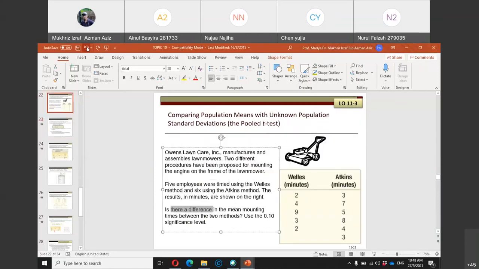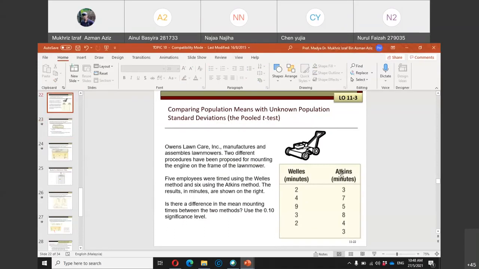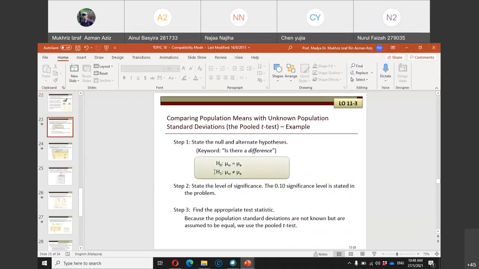If you look at the calculations later on in the next few slides, instead of using 1, the best will be to use W, and 2 is Atkins. The same thing here, it will be W, and this will be Atkins. So W stands for the Wallis method, A stands for Atkins. You are testing: is there a difference between the mean time of Wallis and the mean time of Atkins?